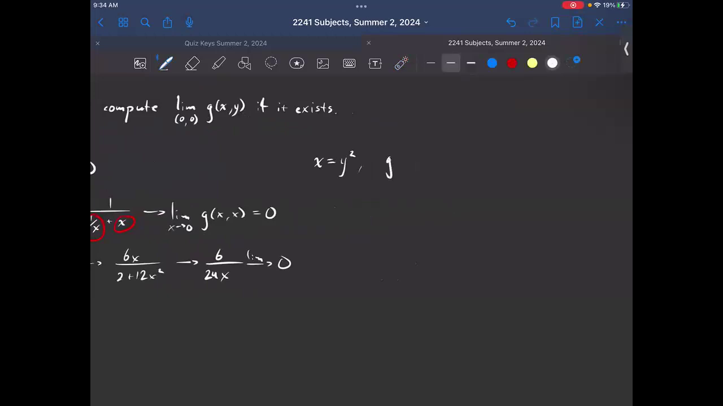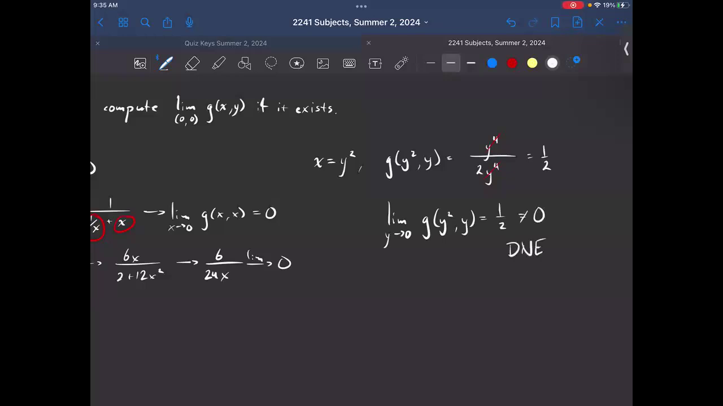And so what does g of y squared y look like? Y to the 4th power over 2y to the fourth power, and I get that cancellation that I wanted again, and now I see that if I come in along this path, I have 1/2 as g. And so limit as y goes to 0 of g of y squared y equals 1/2, which is not equal to any of our previous limits. So the limit does not exist.